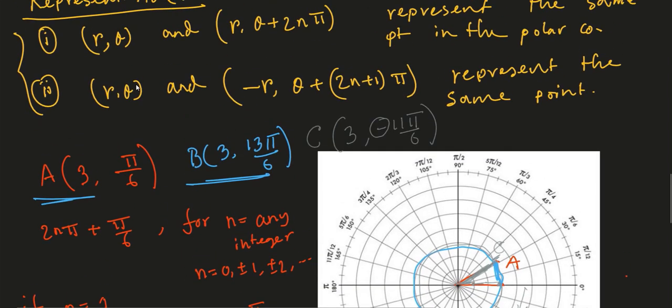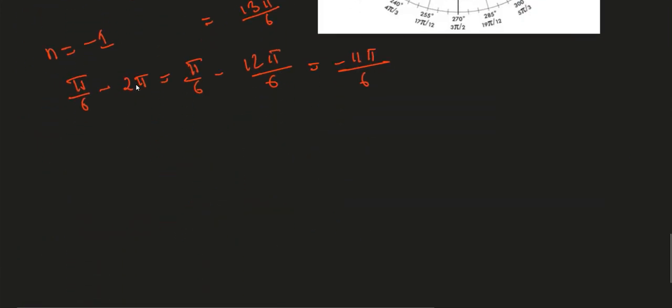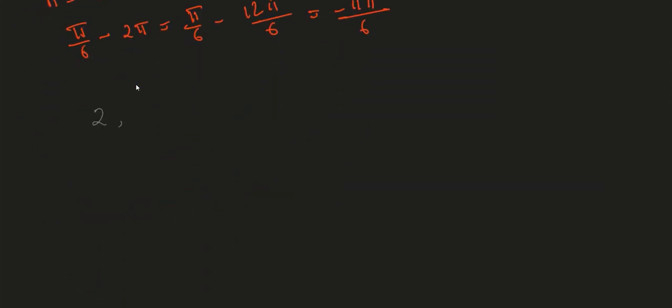And for the second kind, let's say I have a point (2, pi over 3). I'm calling this point D, and I want to find another representation of the same point. How do I do that?